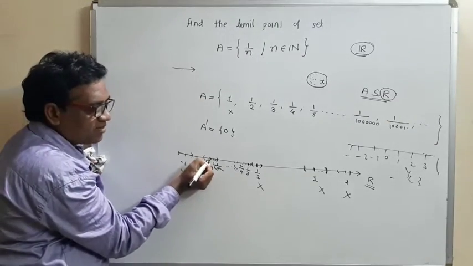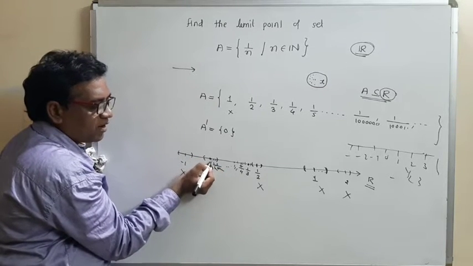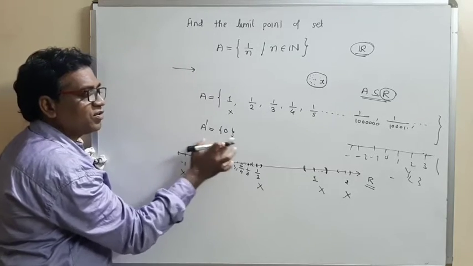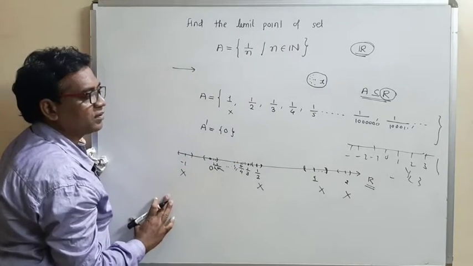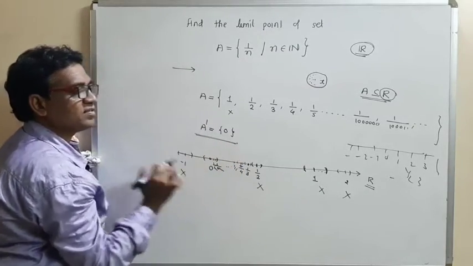Suppose we consider this 0 point and just draw this open sphere. Then this open sphere contains infinitely many points of A. So x equal to 0 is the limit point. The set of all limit points contains just one point, the singleton 0.